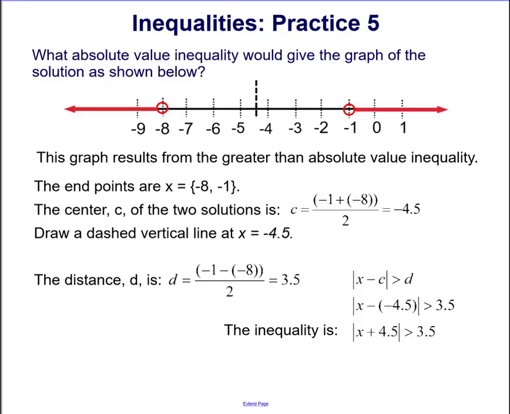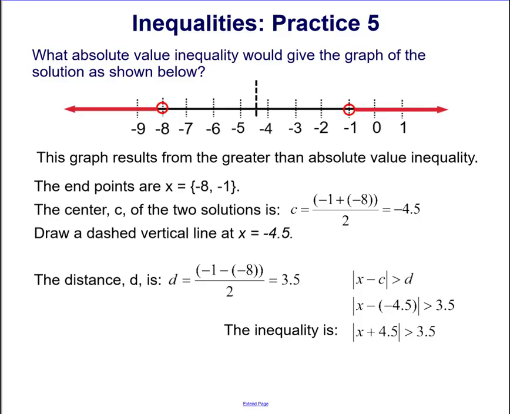So the center C of these two solutions is going to come like this. I take negative 1 plus negative 8 and divide that by 2, and the center is going to be negative 4.5. I essentially am finding the average. So we're going to draw a vertical line at x equals negative 4.5. There's negative 4.5 right there.